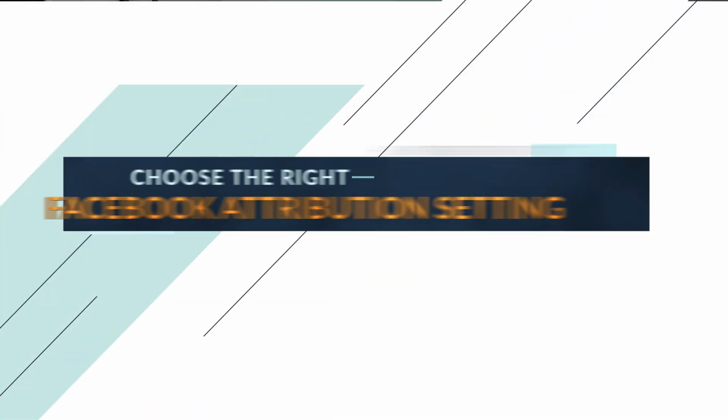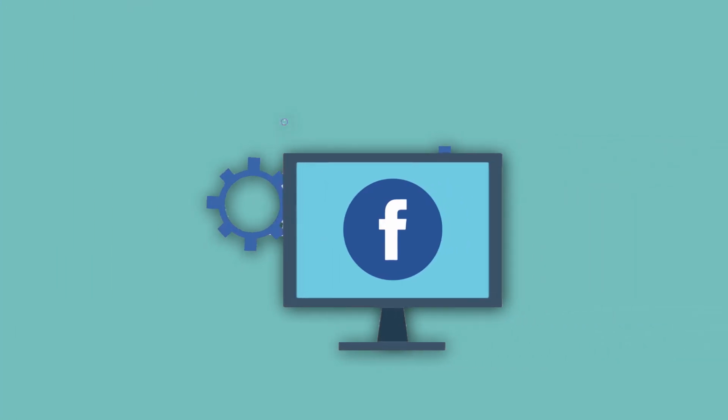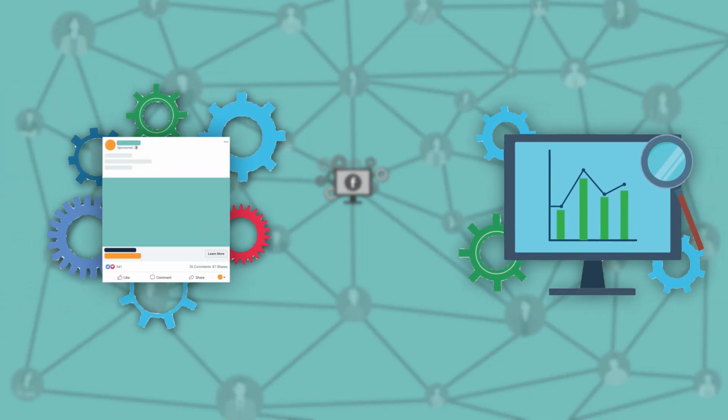In this video, we're going to talk about which attribution setting you should choose to get the best performance out of your Facebook ads. Now, most people, when they're setting up their ads, they just kind of go through and skip over the attribution setting and leave it on whatever the default is. Now, that can actually be a huge mistake because this setting can have a massive impact on the overall performance of the ads and the results that you get.